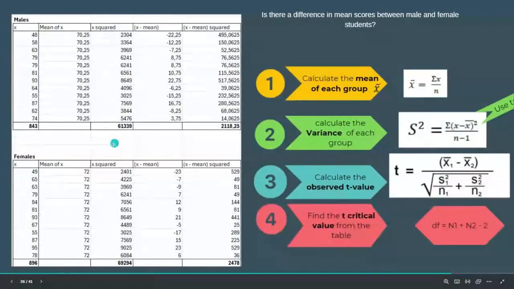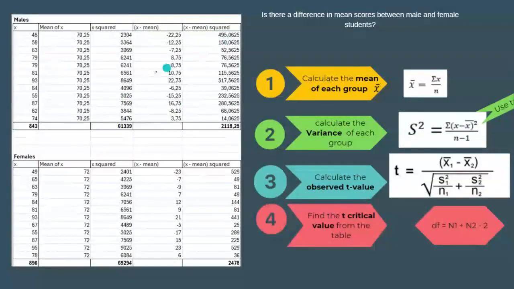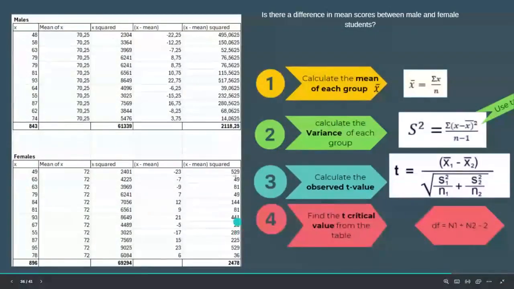So these are my 2 tables. What I did was make up a second table, and the first one that we've been using became the males and the second one became the females. So you see that the means are different. The females' mean was 72, and obviously just different scores. Don't try and check that. I made it up because I made an error. It just doesn't matter, okay?